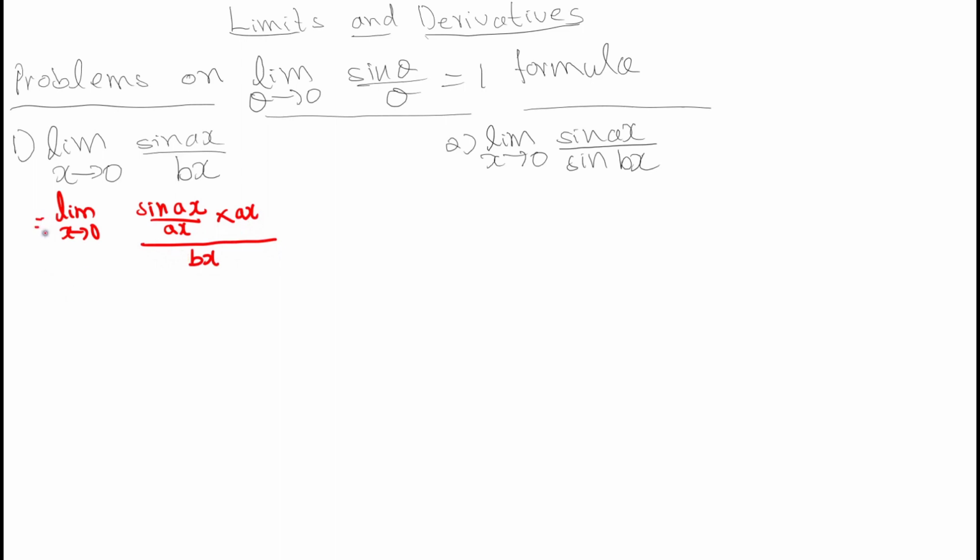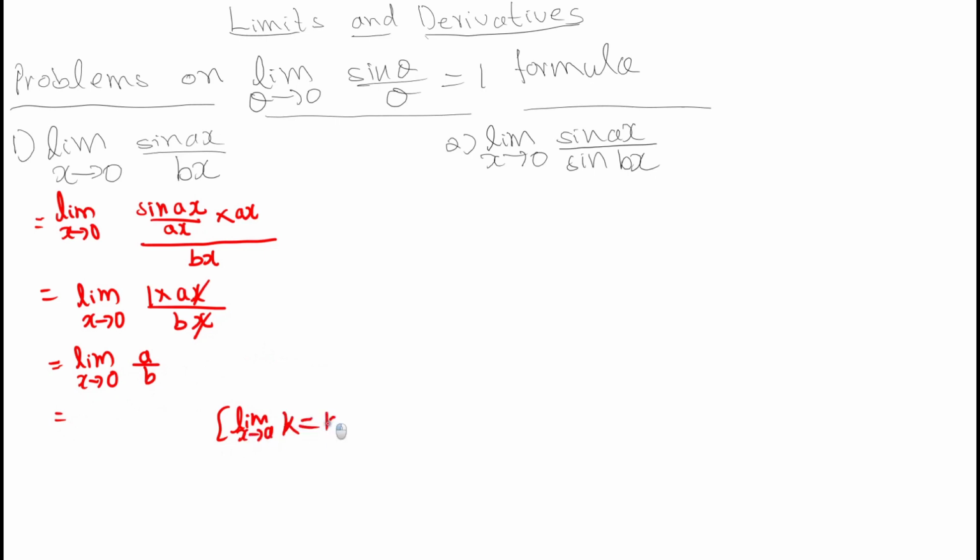Now see, by the formula, sin ax by ax will be equal to 1. So I get limit x tending to 0 of 1 into ax divided by bx. Again x cancels, so we get the limit as x tends to 0 of a by b. We already have the formula, right? The limit of a constant function is always equal to that constant itself, so the answer will be a by b.